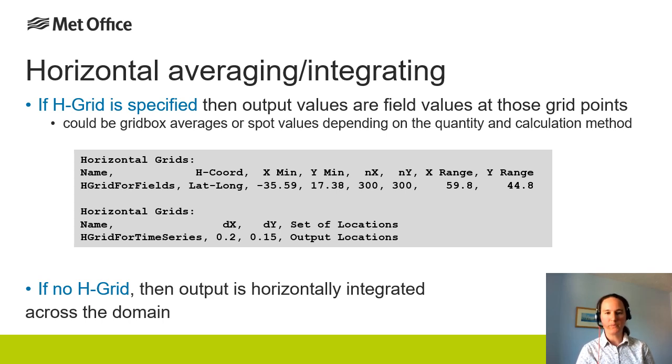But as you saw from the zgrid, we can also leave the line blank. So if we were to leave the hgrid blank, then the output is horizontally integrated across the whole domain. So for example, if you wish to learn how much mass is still remaining in the atmosphere, then you would put in a blank space for your hgrid in your output requirements block.